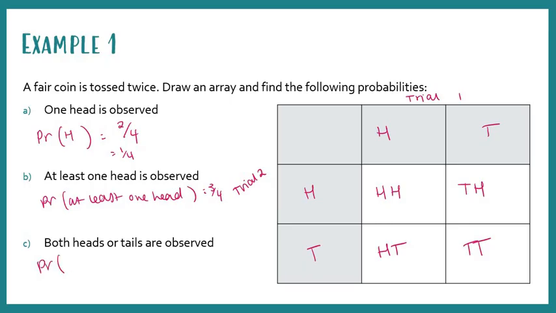And now for this last one, we're saying, what's the probability of getting a heads, heads, or a tails, tails? And that's going to be the 2 out of 4 being 1/2.